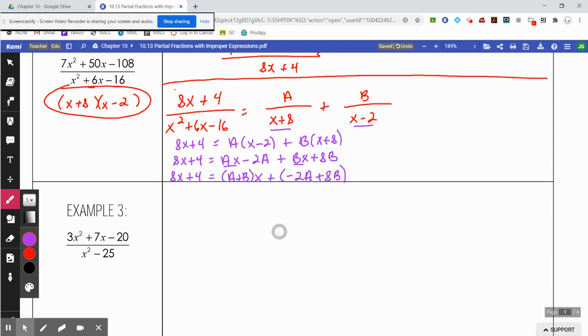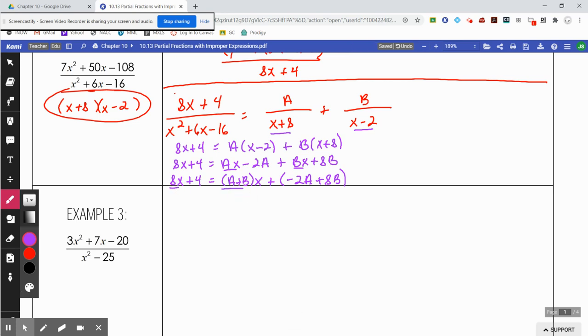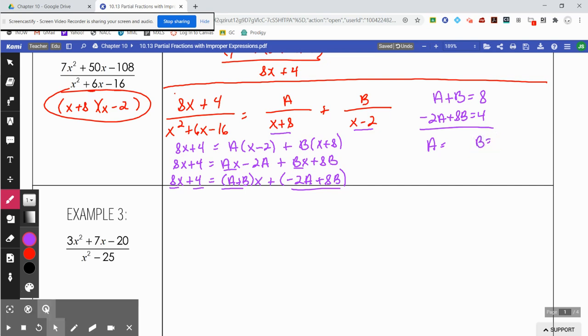So now let's pair them. My x stuff pairs together, and that tells me that a plus b has to equal 8. Your constant terms paired together tells me that negative 2a plus 8b has to equal 4. Now, this would be a great time to use elimination. It'd be very easy to multiply the first equation by 2, but regardless of how you do it, you're going to find out that a and b are equal to 6 and 2.